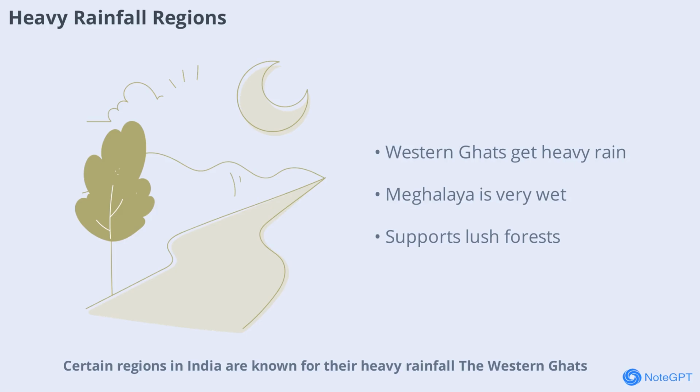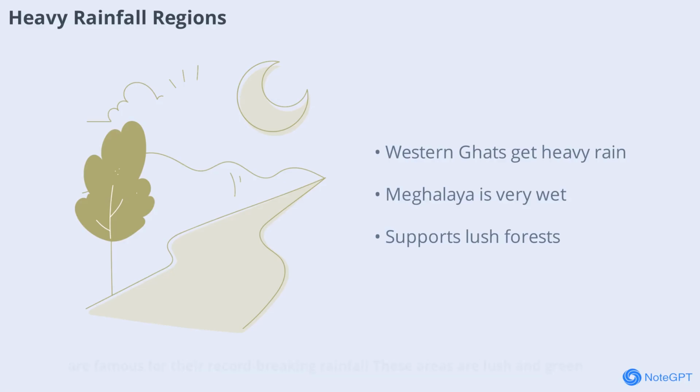Some regions in India are known for their heavy rainfall. The Western Ghats, especially on the windward side, and the northeastern states like Meghalaya, receive some of the highest rainfall in the world. Cherrapunji and Mawsynram in Meghalaya are famous for their record-breaking rainfall. These areas are lush and green, supporting dense forests and a rich variety of plant and animal life. The abundant rainfall also supports agriculture and hydroelectric power generation.